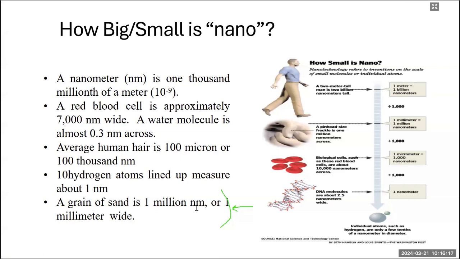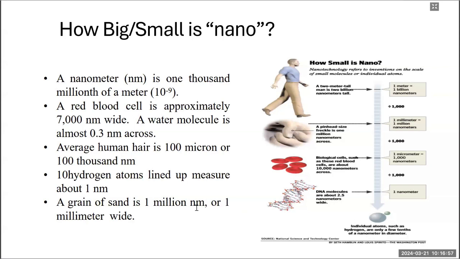Then a water molecule is almost 0.3 nanometer across. You can see the water, but there are thousands of millions, billions of molecules that make the water. You cannot see the individual molecule. One molecule of water is very, very thin, 0.3 nanometer. As I already mentioned, the average human hair is 100 micron, that means 100,000 nanometers. Even a hydrogen atom lined up measures about 1 nanometer. So those are some ideas about the nanoscale.